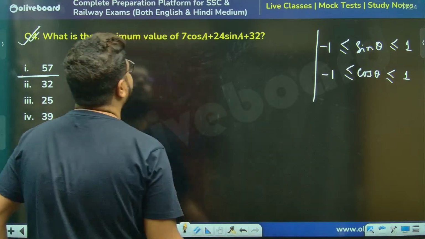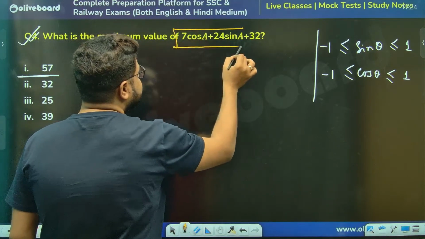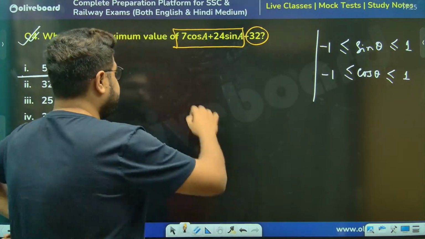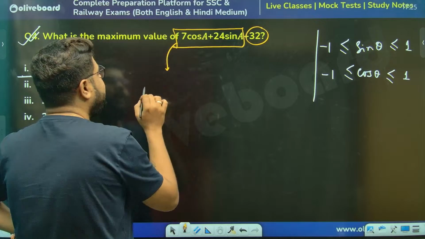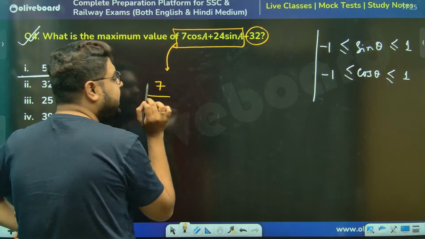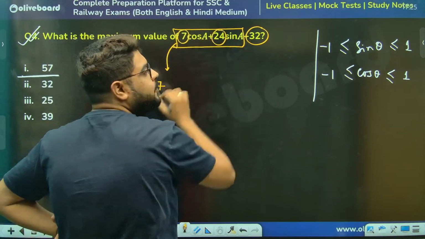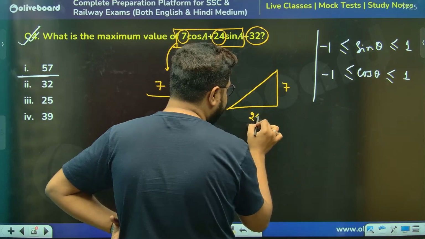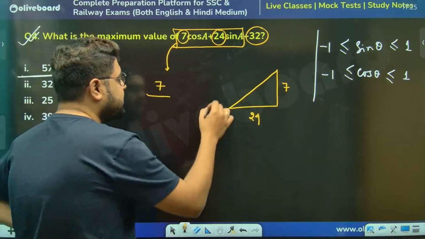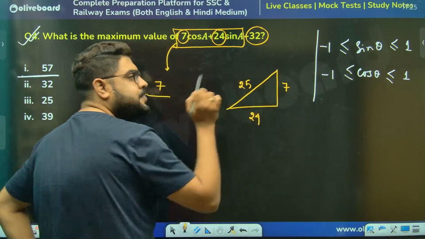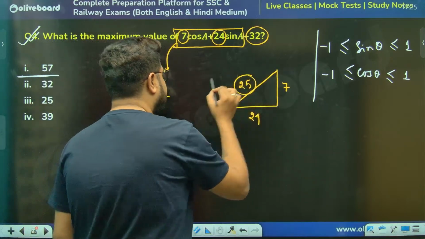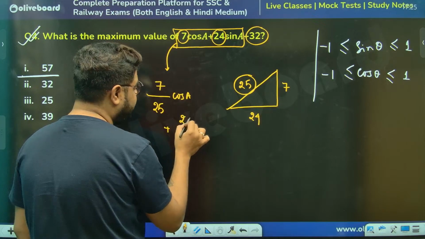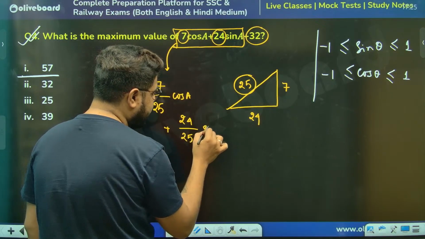So now what I need to do is convert this, because this 32 is a constant. I don't need to worry about that. Keep it aside, sir. This thing, can you write this as 7 divided by, always, 7 and 24? So think, sir, there is a triangle somewhere having 7 and 24 like this. So this is always 25 because it's a triplet, sir. So divide by this, 25 into, sir, 7 by 25 cos A plus 24 by 25 sin A.